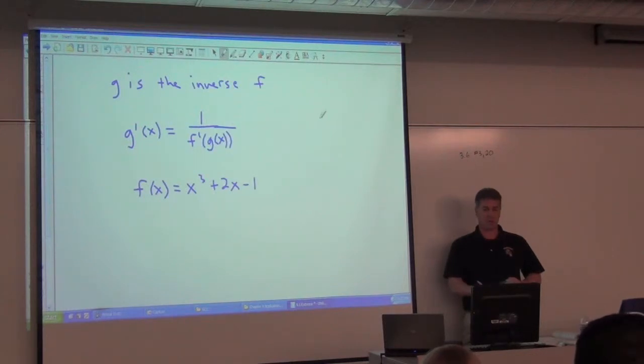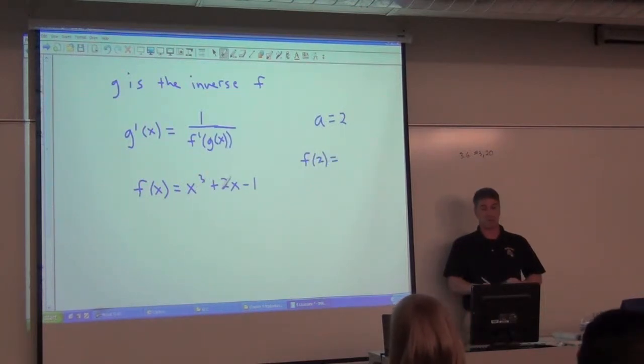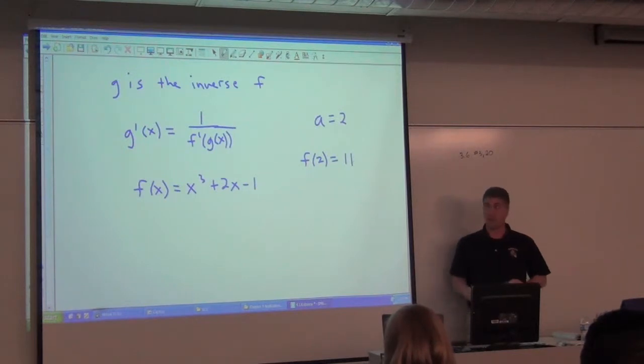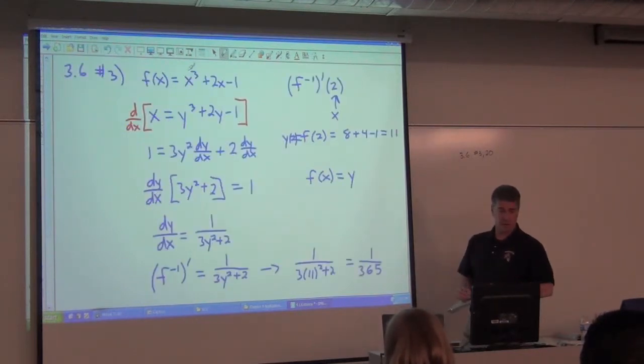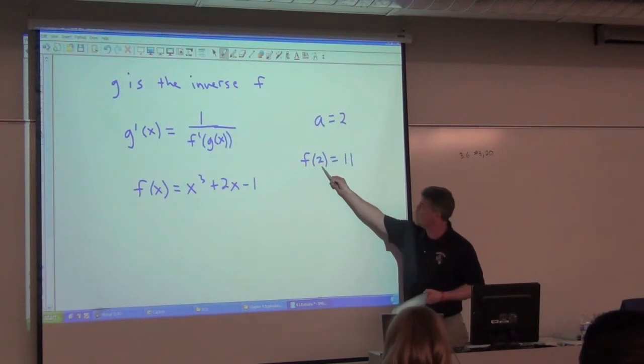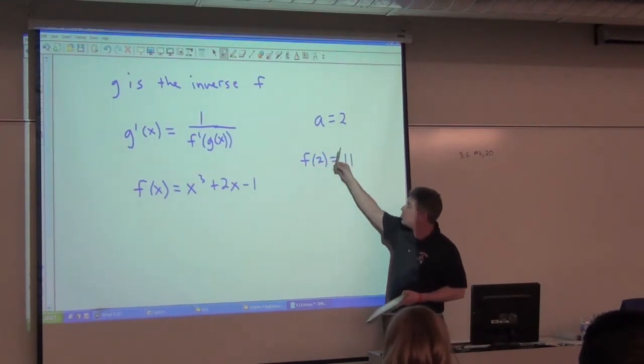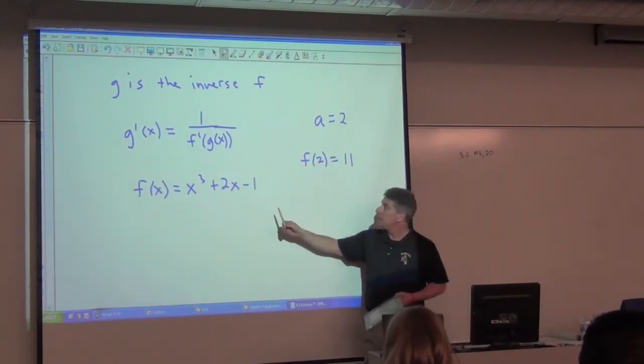So, when they say do it when a is 2, if we did f of 2, we get 8 plus 4 minus 1, which is 11. Right? And when x was 2, y was 11. So when x is 2, y is 11. So we want to do it at 2. So f of 2 is 11.